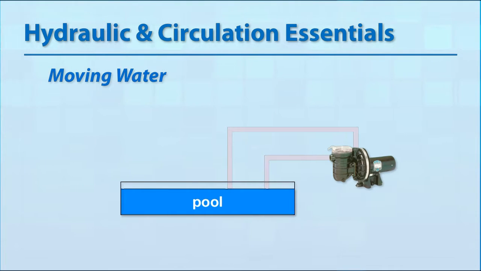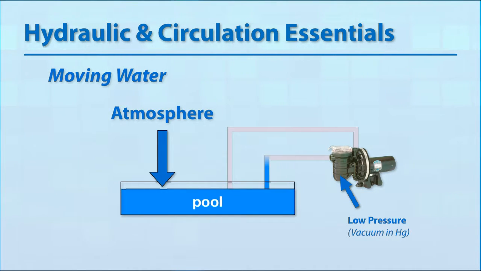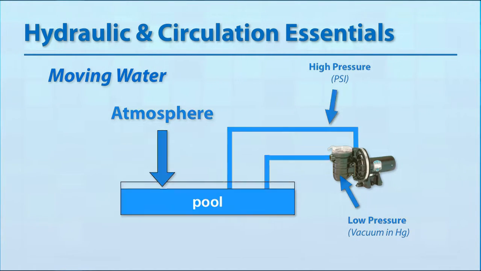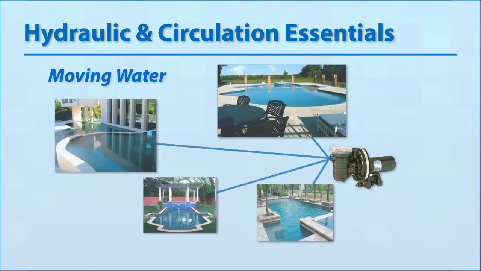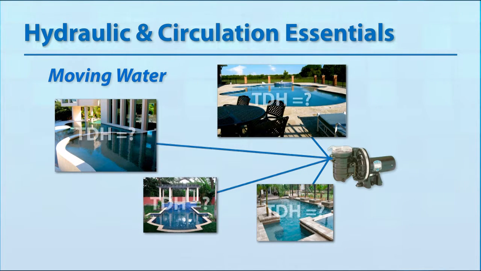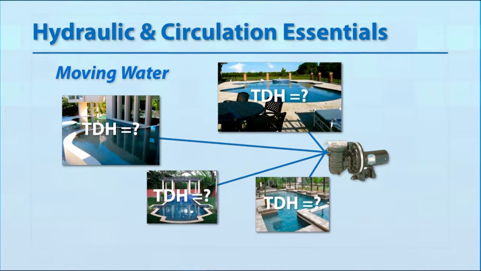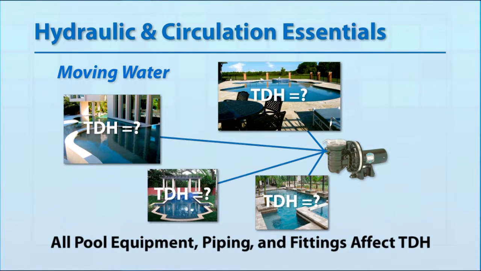Here we see a pump with a simple circulation system. The impeller in the pump turns to create low pressure in the pump. The atmosphere then pushes the water into the pump, where it is pressurized and returned to the pool. If we take the same pump and place it on different pools, each piping and equipment system will result in a different flow rate from the exact same pump. The difference between these systems will be the total dynamic head, or TDH. This is a measurement of the pool equipment and piping's resistance to flow. Filters, fittings, pipe length, and heaters, anything the water moves through adds to the TDH.